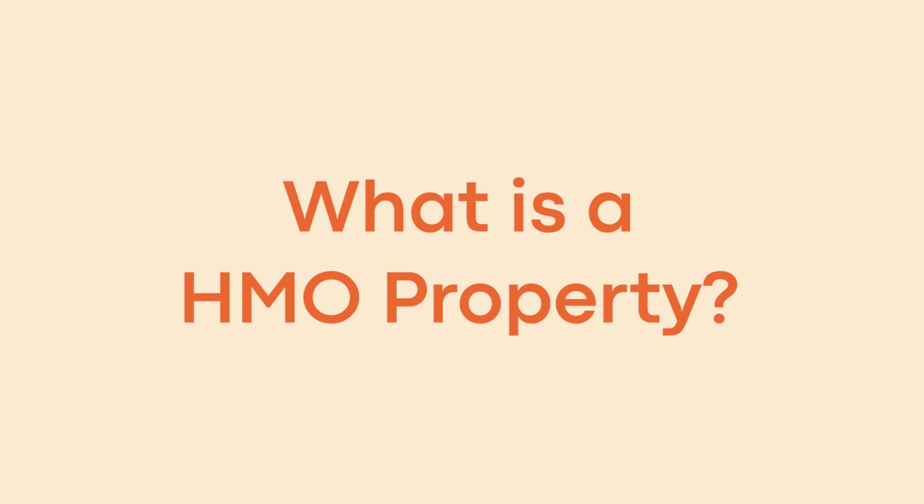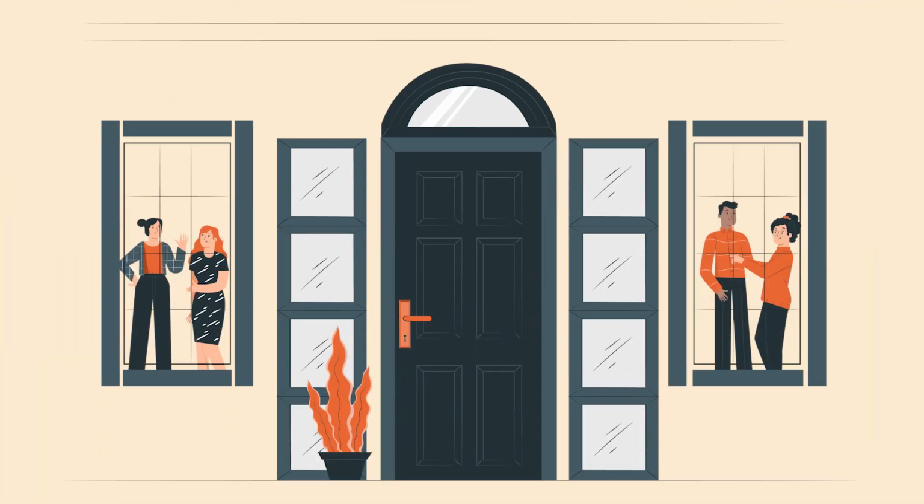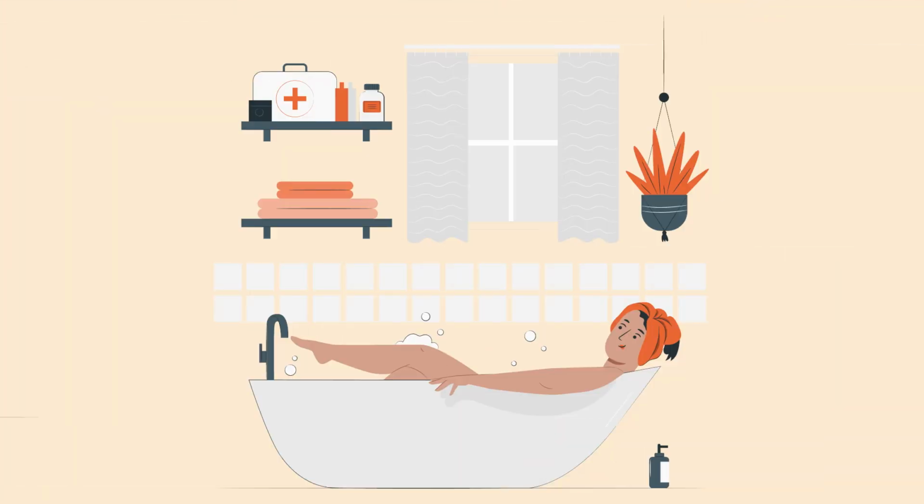A HMO, or House of Multiple Occupancy, refers to any accommodation owned by a private landlord which is shared amongst several tenants. There's a range of different accommodation types that could fall under the definition of a HMO, depending on how many people are living there and the exact living arrangements. As a general rule though, a HMO can include a property where there are 3 or more tenants who share a toilet, bathroom or kitchen.